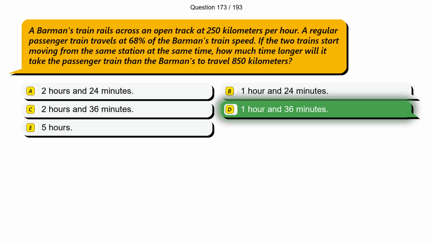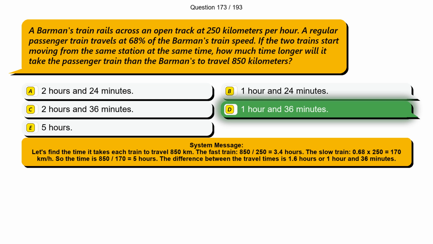The correct answer is option D, 1 hour and 36 minutes. Let's find the time it takes each train to travel 850 kilometers. The fast train, 850/250 equals 3.4 hours. The slow train, 0.68 x 250 equals 170 kilometers per hour. So the time is 850/170 equals 5 hours. The difference between the travel times is 1.6 hours or 1 hour and 36 minutes.